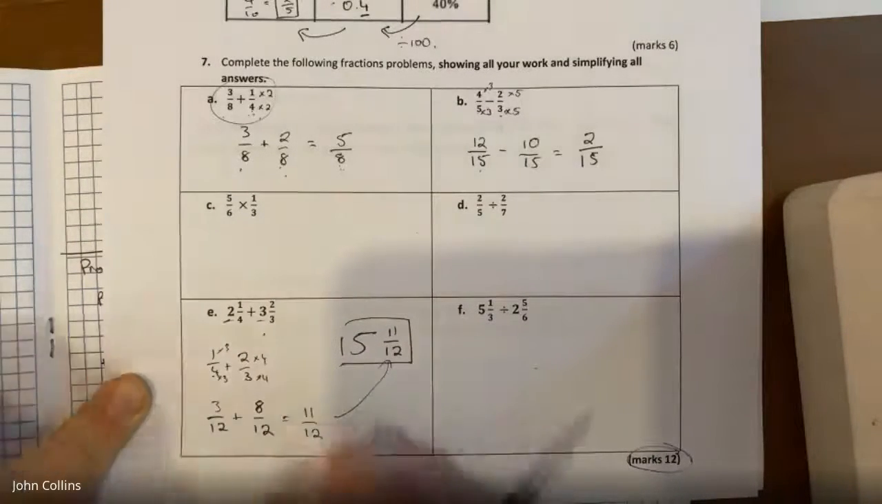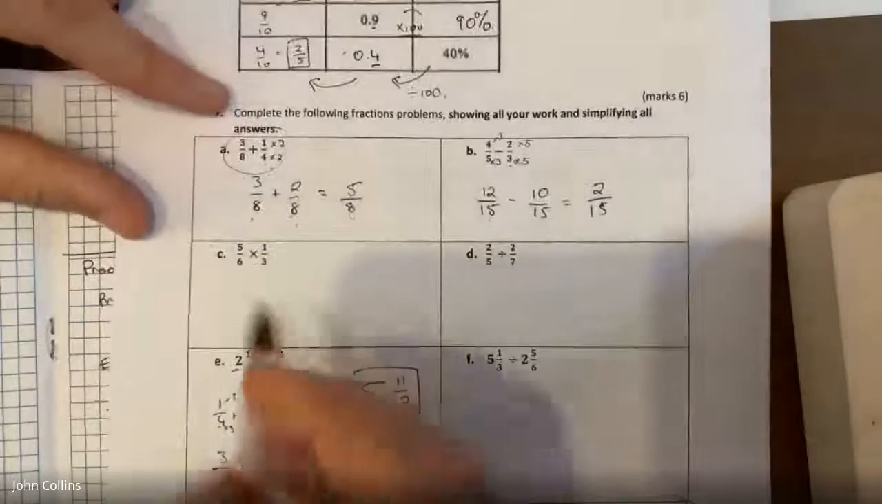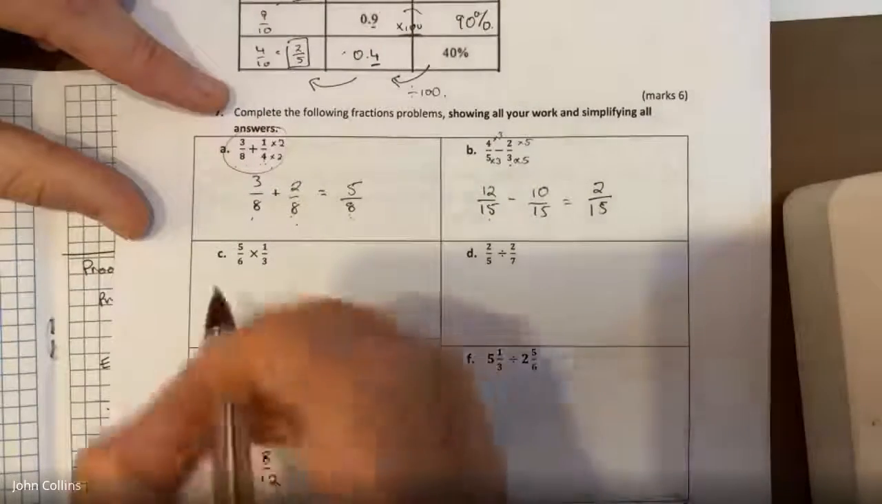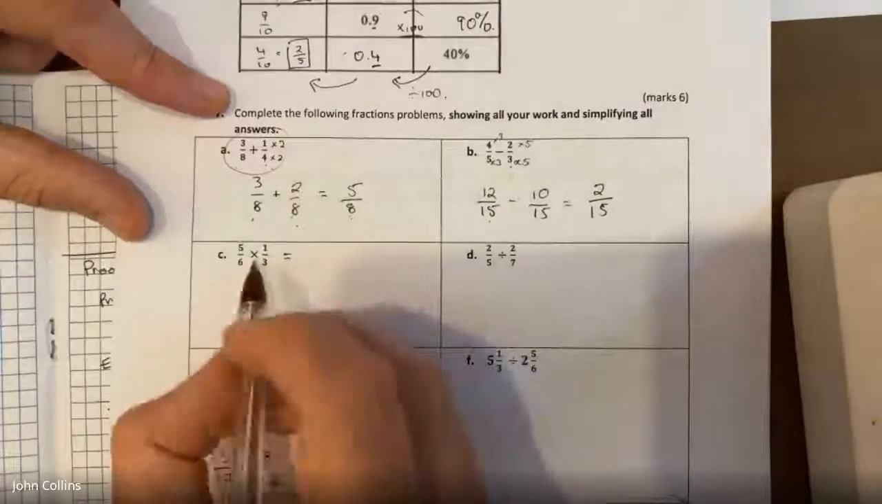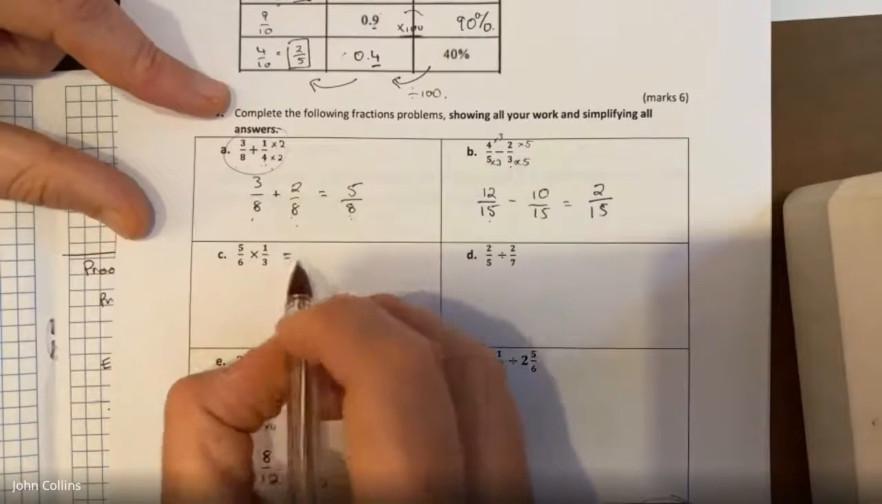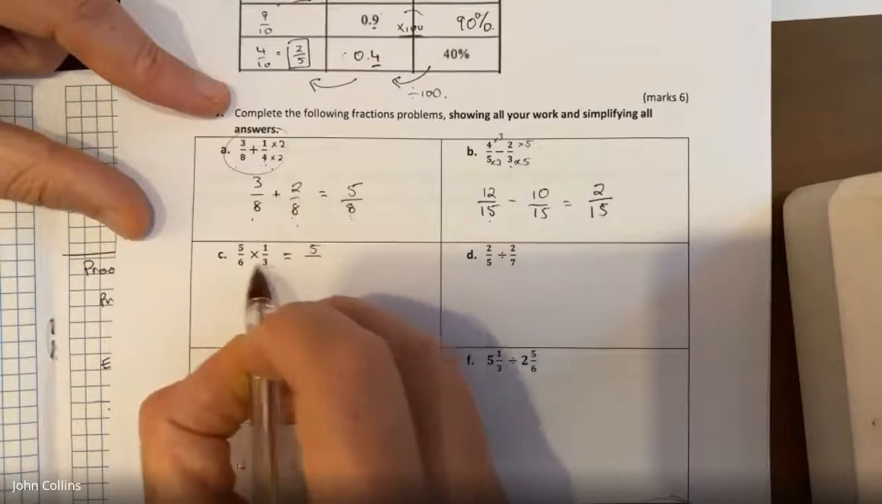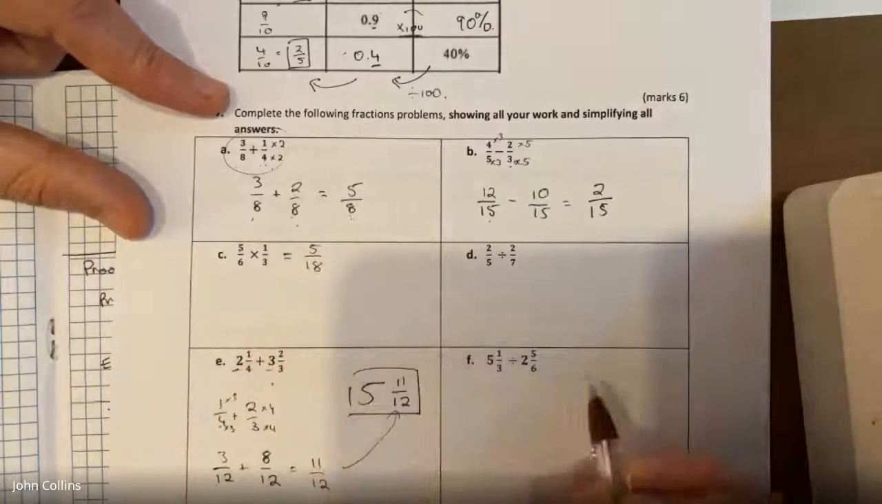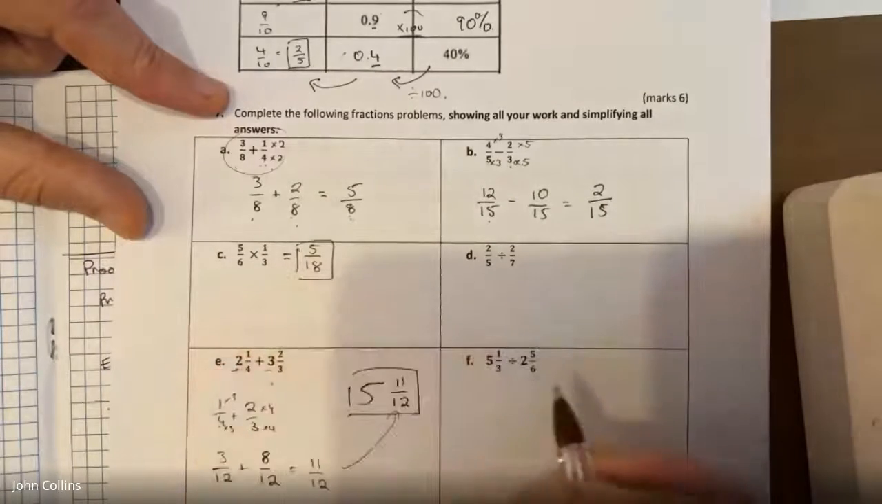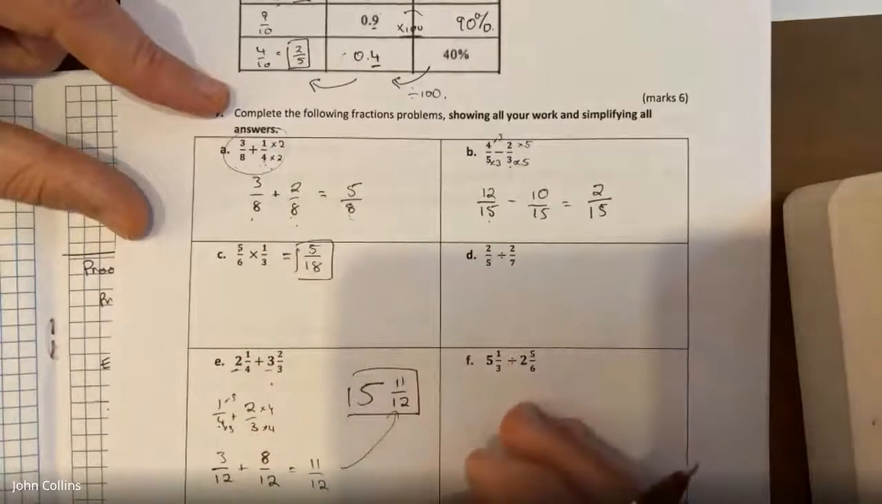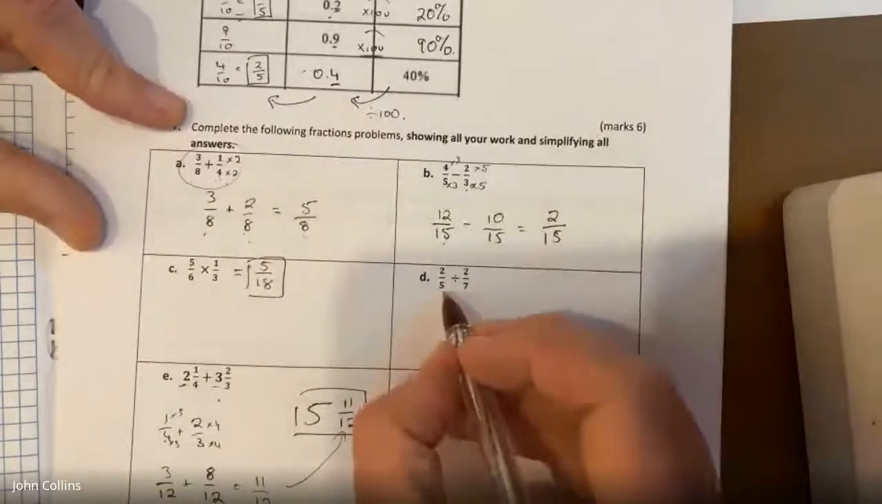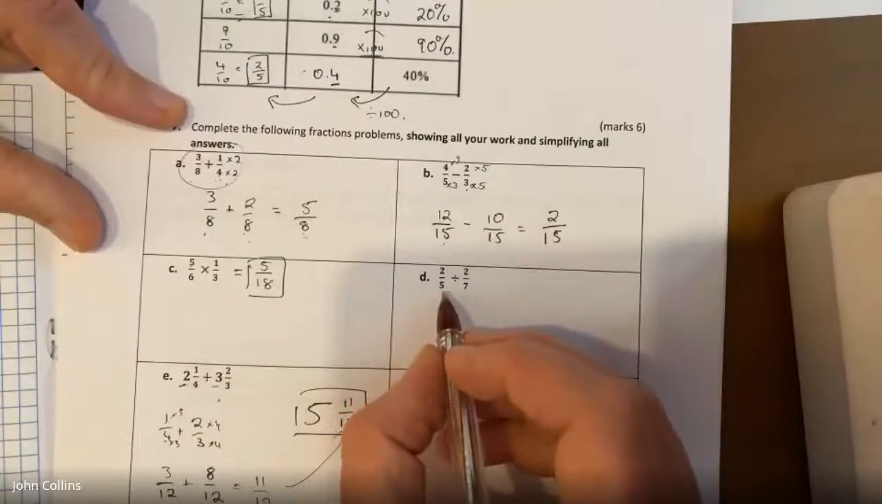All right, now I'm going to do some multiplication. Part C. Multiplication can be just done in straight lines. So all you need to do is 5 times 3, 15, and 6 times 3, 18. No more needed than just that. Go straight lines for multiplication. For part D, it's a division.